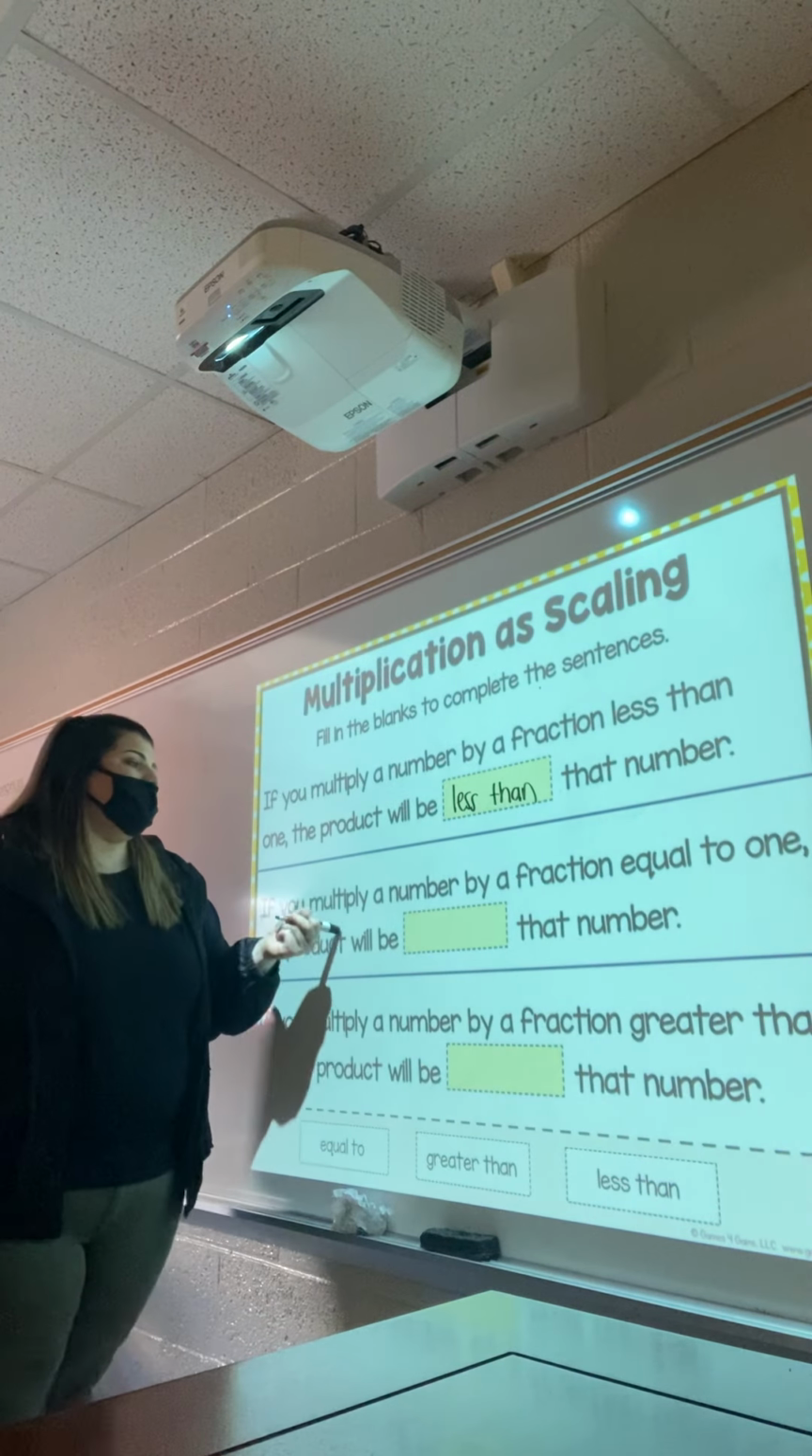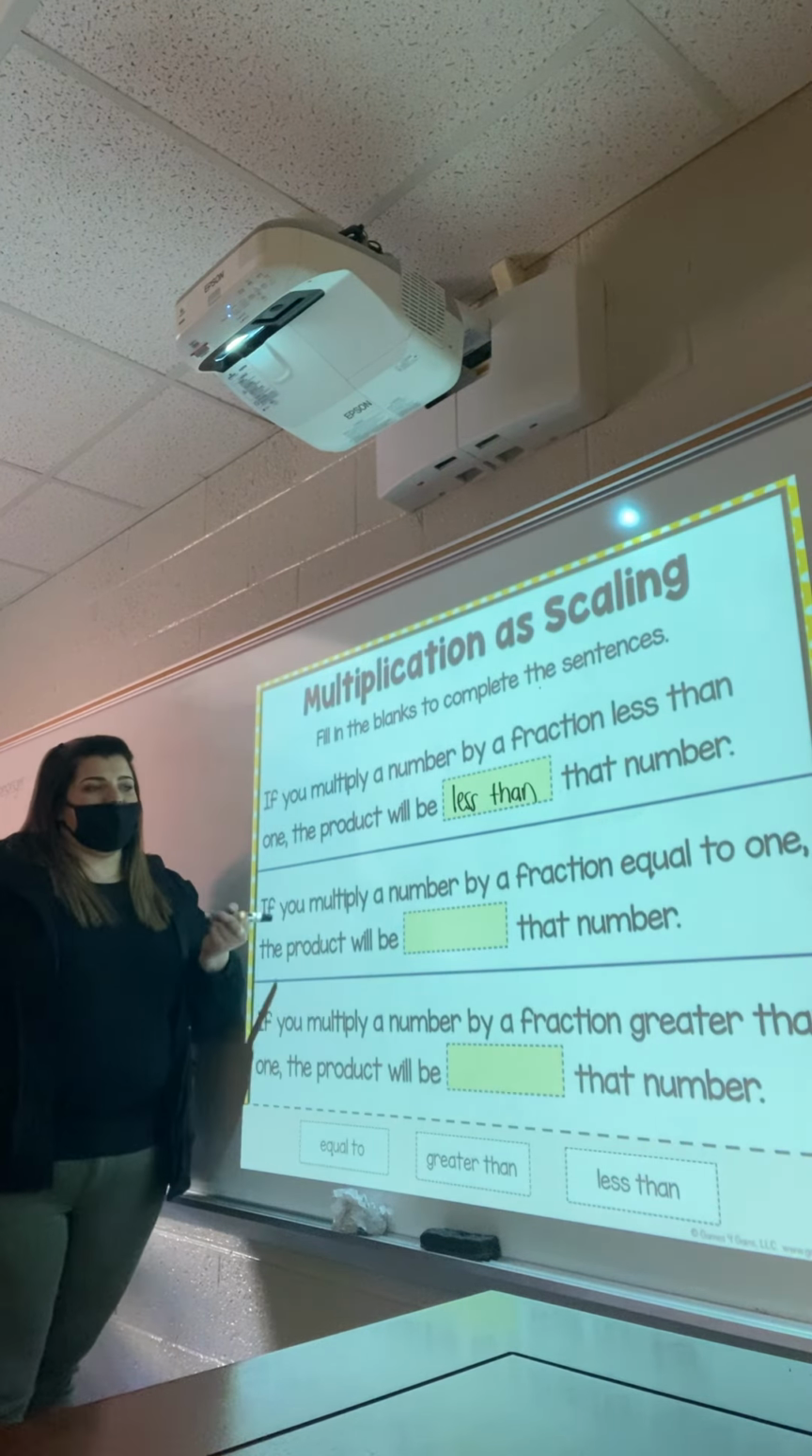All right, if you multiply a number by a fraction equal to 1, the product will be equal to that number. What about greater than? It's going to be greater than that number. So do you see how that rule helps you?